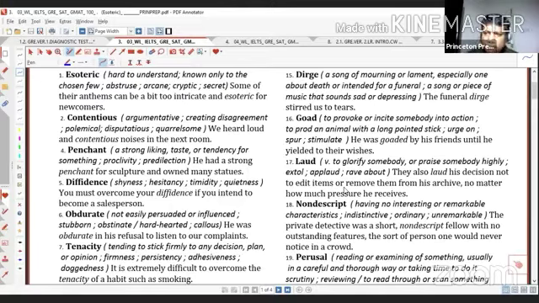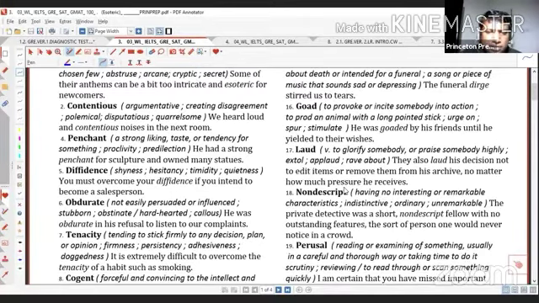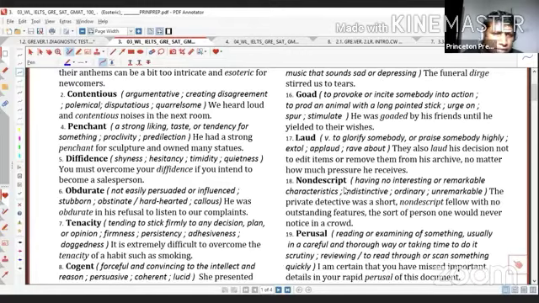Penchant, what's that? He has a penchant for something. He has a strong desire to learn things. Penchant. Yes, a strong liking, taste, or tendency for something.